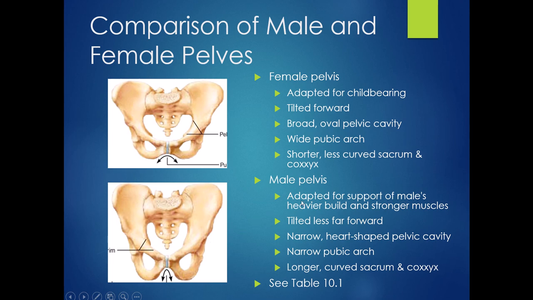Whereas the male pelvis, since they don't have to go through childbirth, is more adapted for bearing the generally larger upper body build. It's not as tilted as far forward. The brim and the cavity is much narrower, more heart-shaped, with a very narrow pubic arch, and then the sacrum and coccyx tend to be very long and very curved. There's a nice little table in exercise 10 that compares them on a one-to-one basis. You definitely want to be able to tell the difference between a male pelvis and a female pelvis.